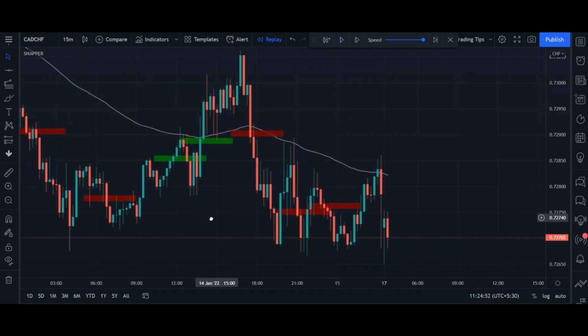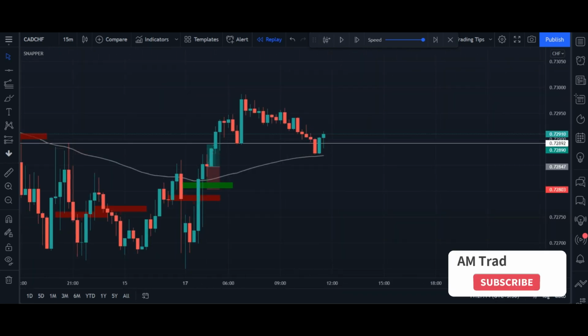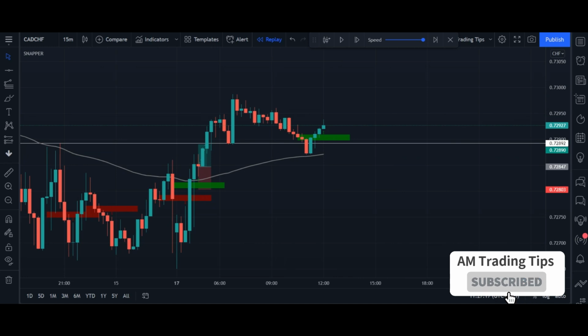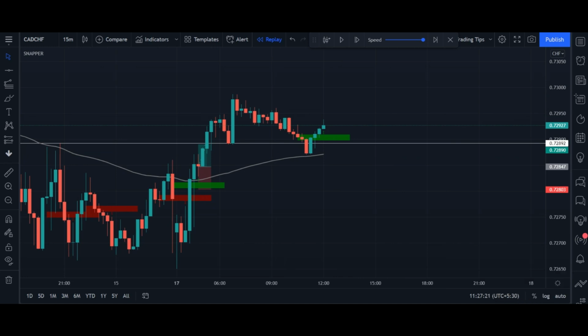Let's say we were trading here, and suddenly we noticed that the candles crossed the moving average line from bottom to top, and after a few candles closed we noticed a buy signal that appears in green color.